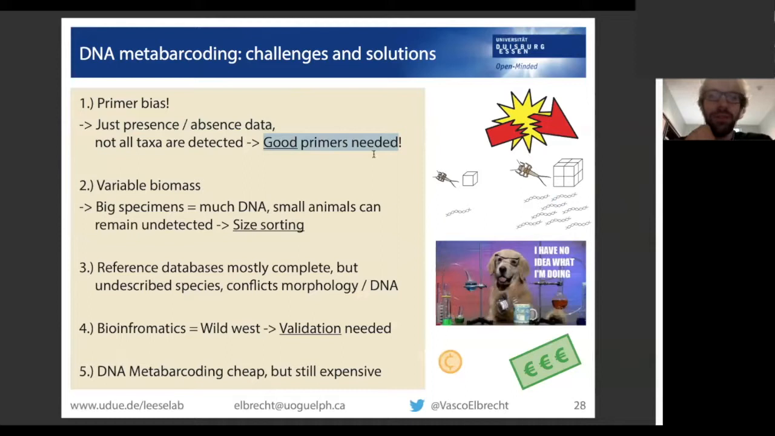We have this biomass issue, where we could think about sorting our specimens so that the small ones don't get lost. The reference database is mostly complete. There are a few undescribed species and also conflicts between morphology and DNA, and this is where we really need the morphologists and taxonomists to really look at those specimens again and figure out what are the actual species.